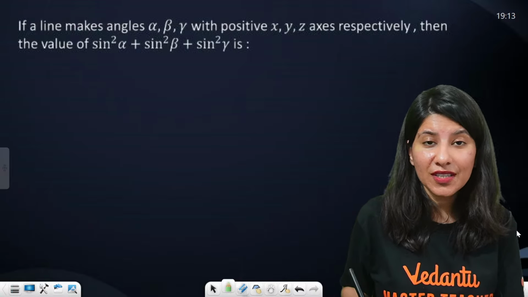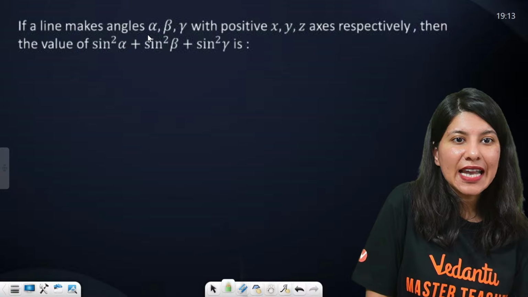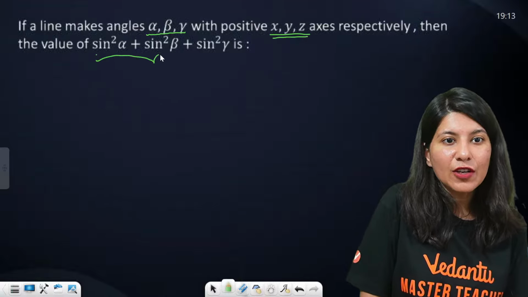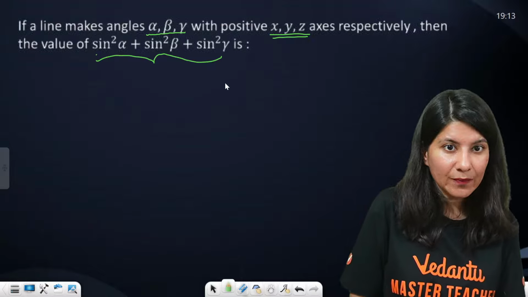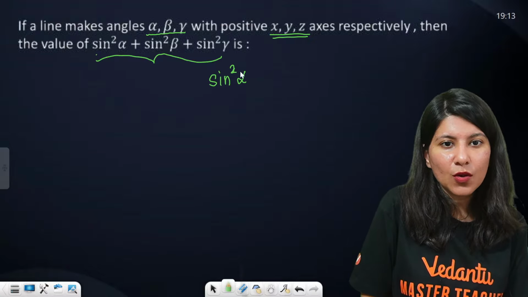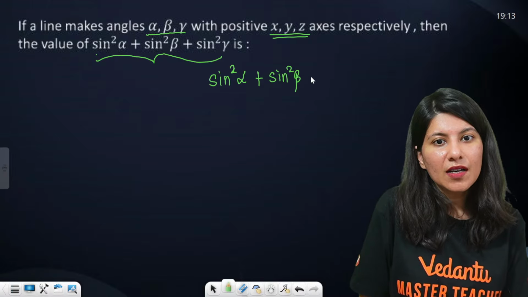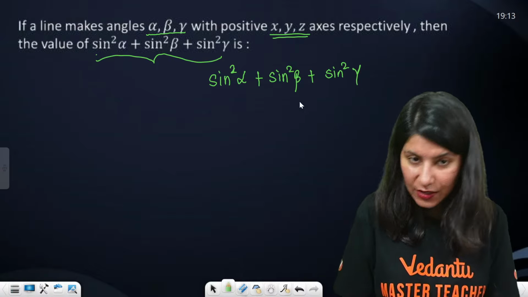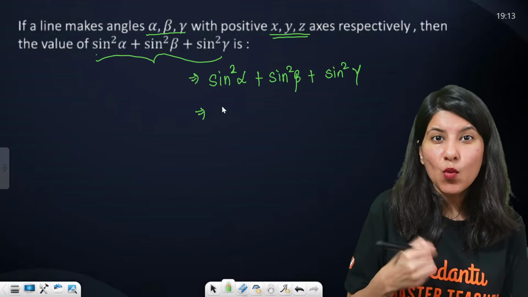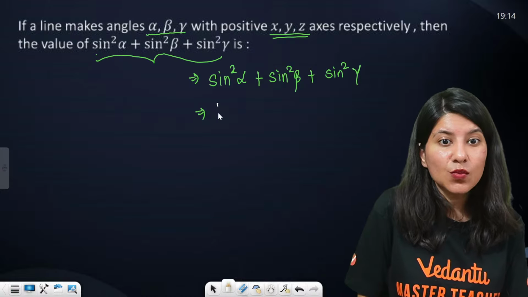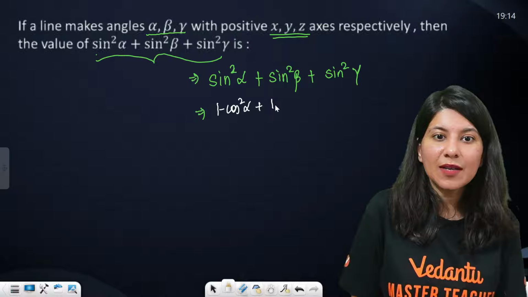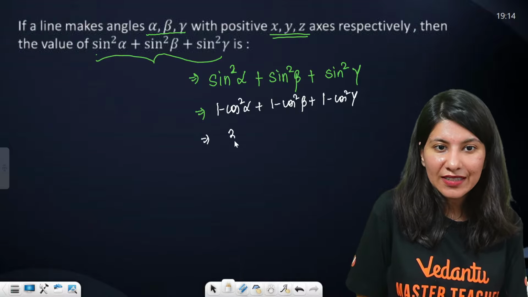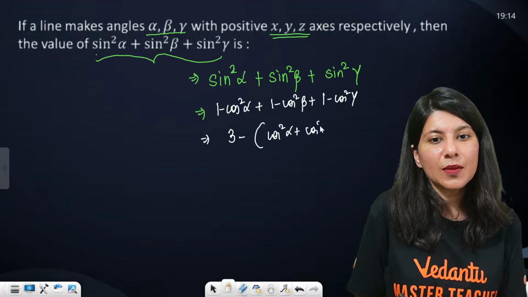Now one more question on your screen. If a line makes angles alpha, beta, gamma with the positive x, y and z axes, then they are asking about the value of sine square alpha plus sine square beta plus sine square gamma. Let us modify this a bit. Sine square alpha can be written as 1 minus cos square alpha, sine square beta as 1 minus cos square beta, plus 1 minus cos square gamma. So 1 plus 1 plus 1 is 3 minus cos square alpha plus cos square beta plus cos square gamma.